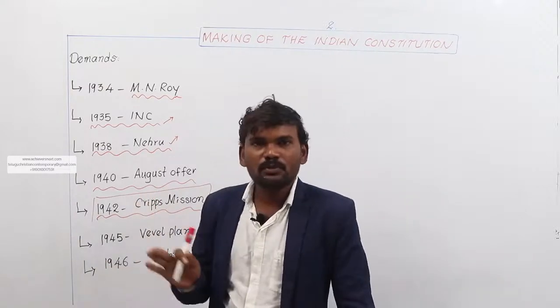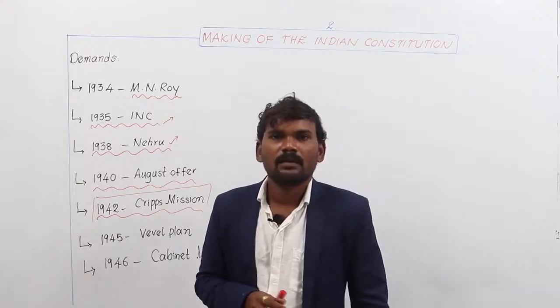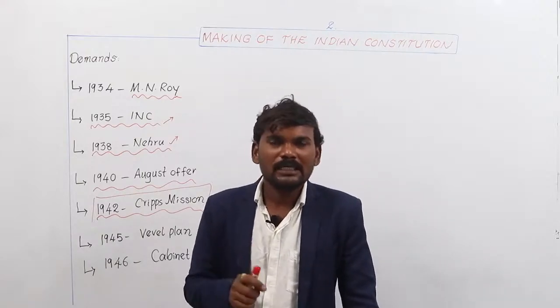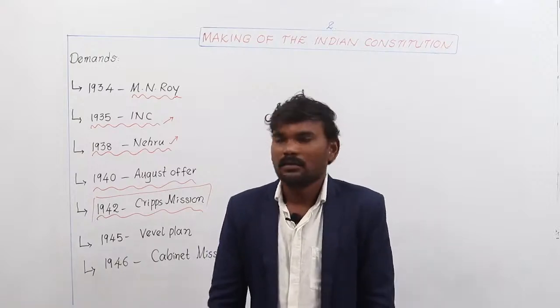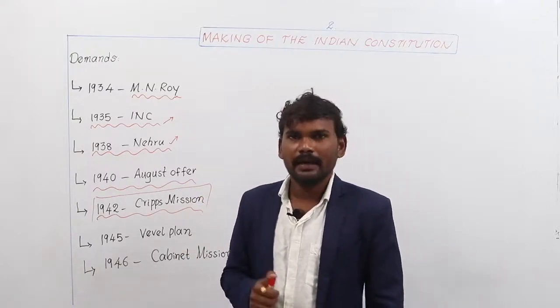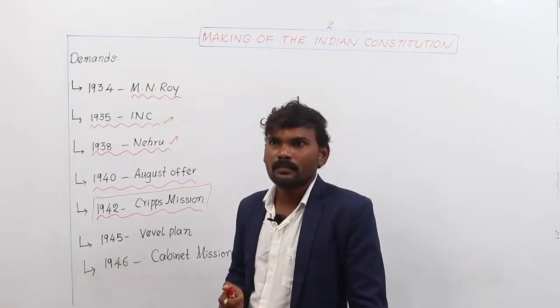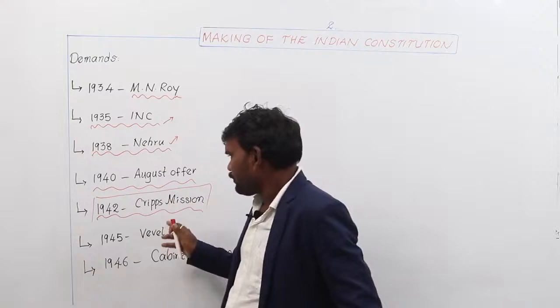But the Cripps Mission proposals were rejected by Mahatma Gandhi and other National Congress leaders. Mahatma Gandhi described the Cripps Mission's proposal as a post-dated cheque on a failing bank, an outdated cheque. So the Cripps Mission proposals did not materialize; they completely failed.